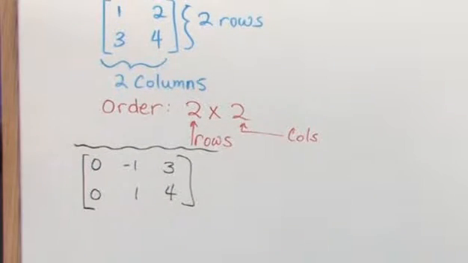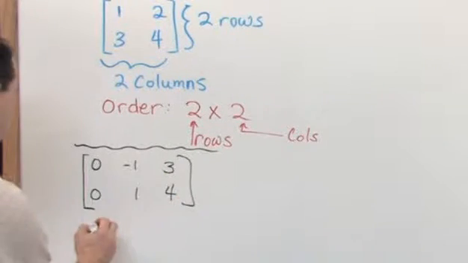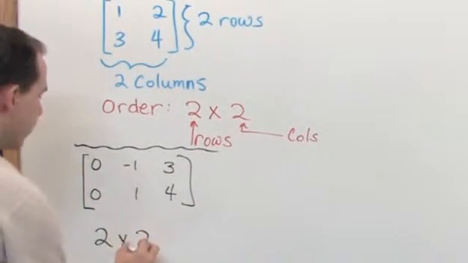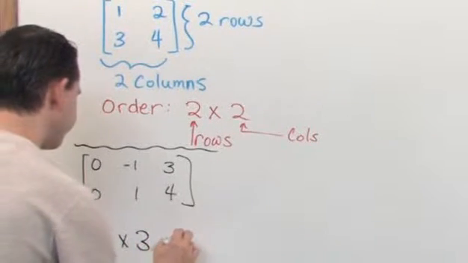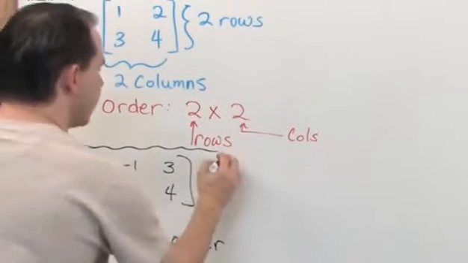If you were trying to find the order of this matrix, all you got to do is look and say, well, look, it has 2 rows by 3 columns. 1, 2, 3 columns. So it's a 2 by 3 order. 2 by 3, okay? So that's another matrix.